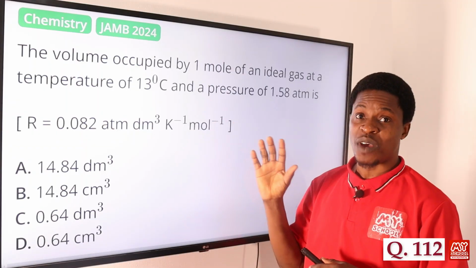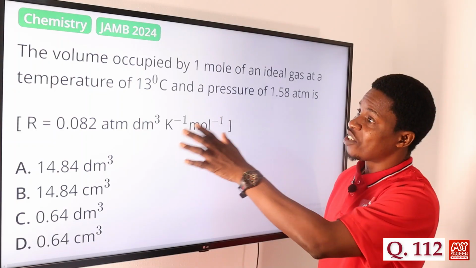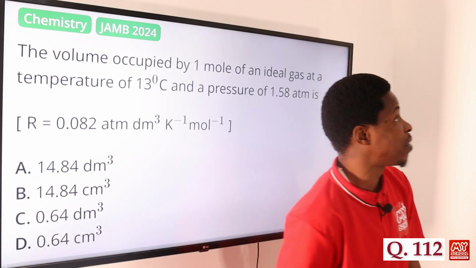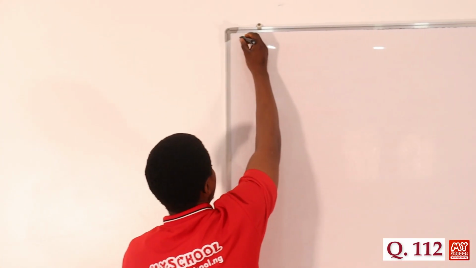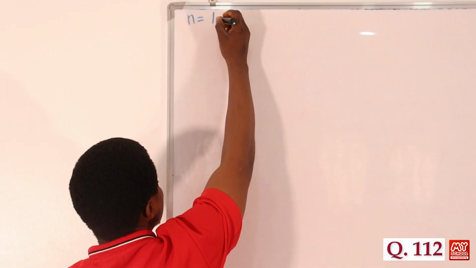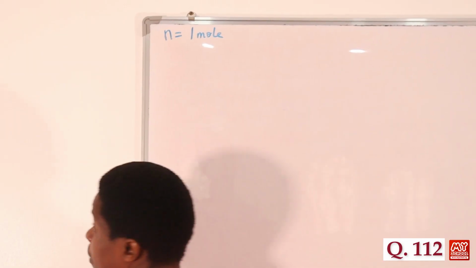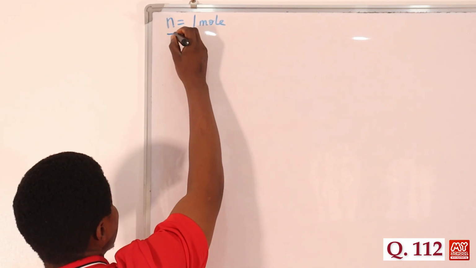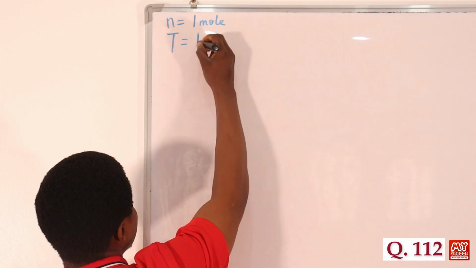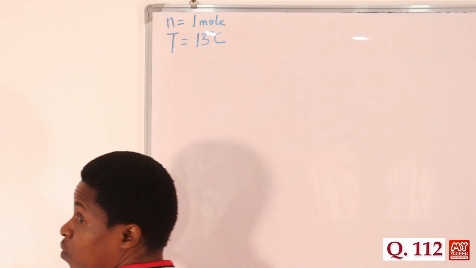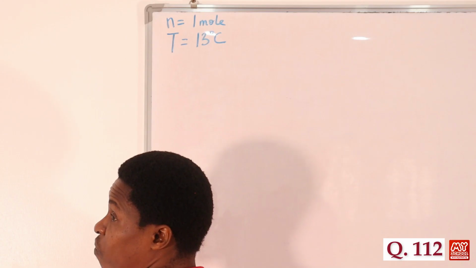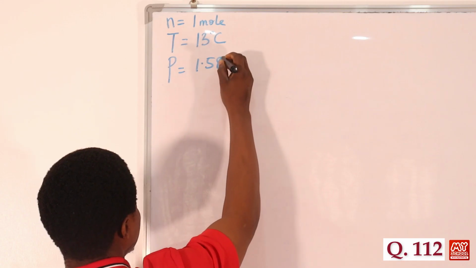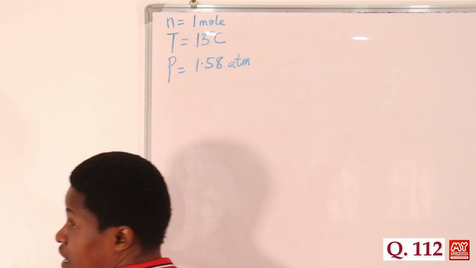But for the sake of this, we are going to just do justice to it now. The question says the volume occupied by 1 mole of an ideal gas. So let's move to the board. 1 mole of an ideal gas, so we can say number of moles n is 1 mole, at a temperature of 13 degrees Celsius. So we write T, temperature, 13 degrees Celsius, and a pressure of 1.58 atm.